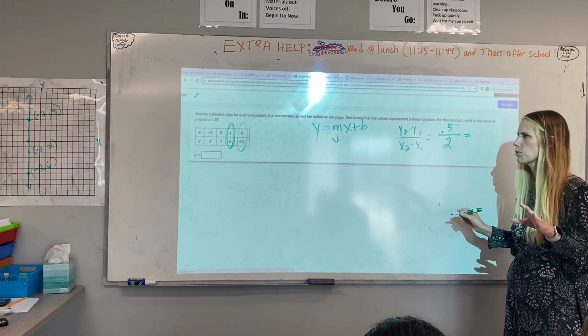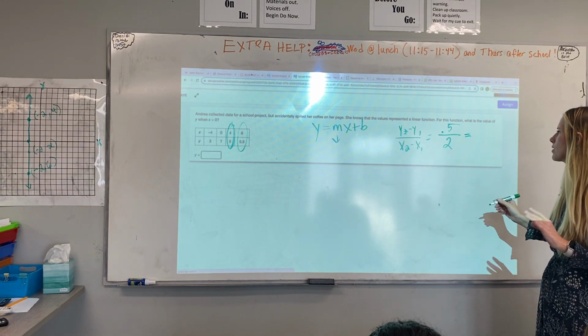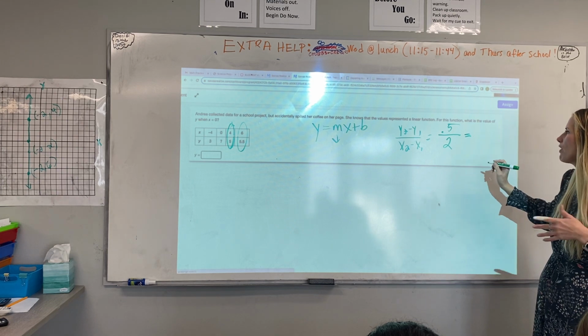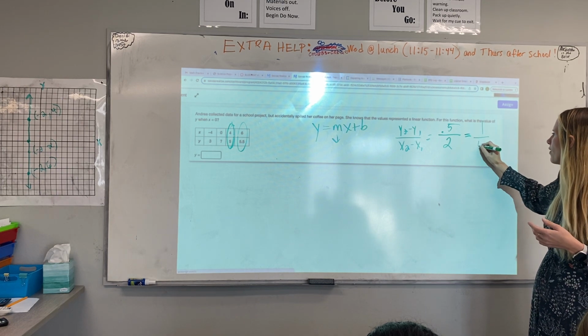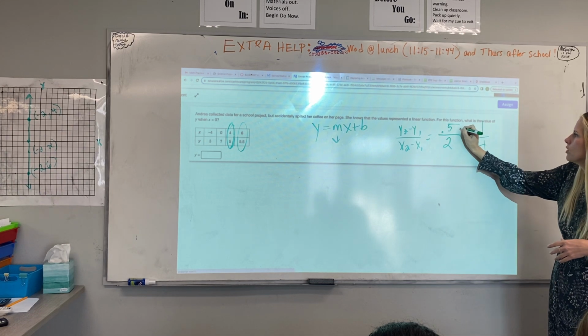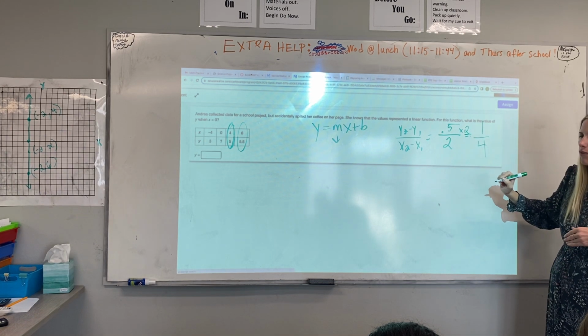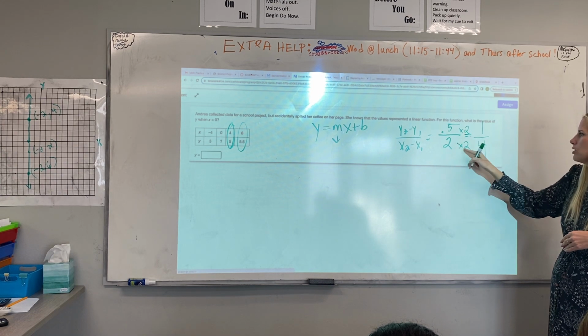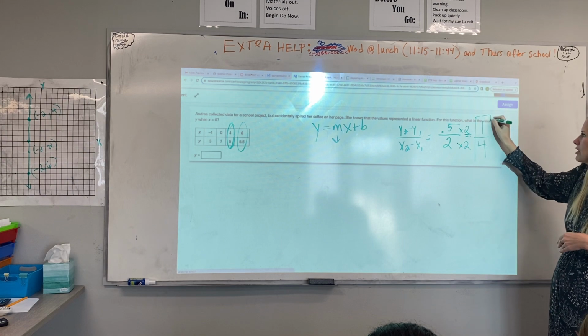And we like our slopes in fraction form because we just do. Although sometimes they're not, but 0.25 or 1/4 is correct. The other way you can look at it is to get 0.5 to equal a whole, you just have to multiply it times 2. A half times 2 is a whole. And then you multiply your denominator by 2 and you get 4. So your slope is 1/4.